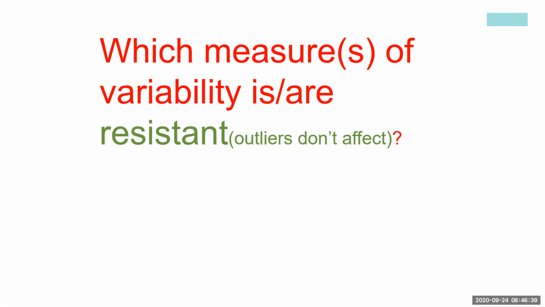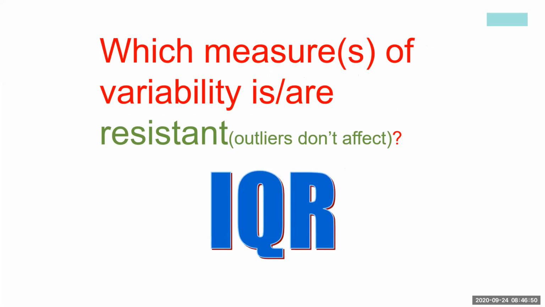So which measures of variability are resistant? And what do we mean by resistant? Resistant means they're not going to change, they're not going to be affected. So that means if I add an outlier in, they're not affected, okay? And the one measure that is not affected is the IQR.